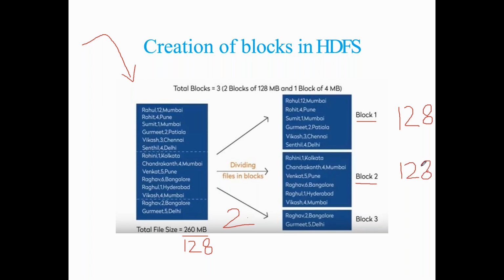Now, how much will this be if you add 128 plus 128? It will be 256. But how much is my file size? It is 260 MB. So 260 MB minus 256 MB will be 4 MB. So I'll have a third block of size 4 MB. So to answer my question, totally there will be 3 blocks. 2 blocks will be of size 128 MB, and the third block will be of size 4 MB.